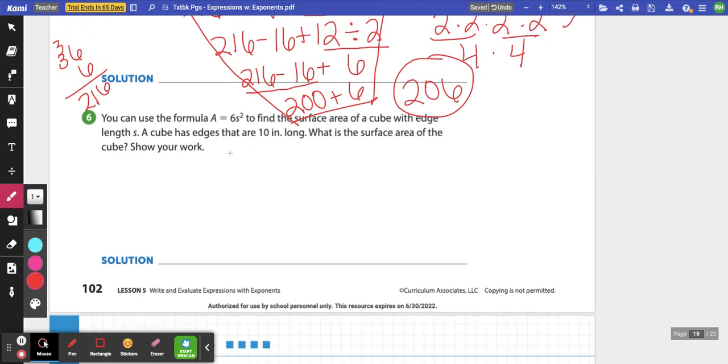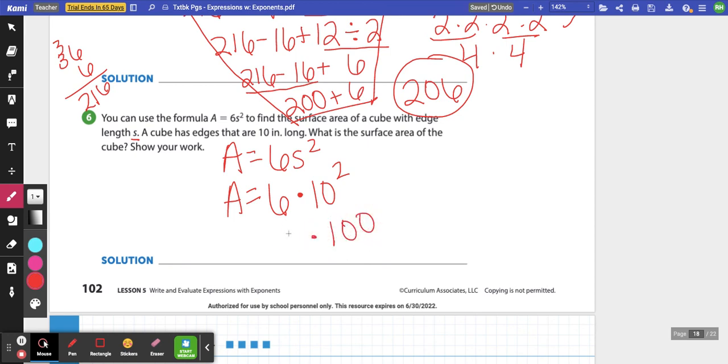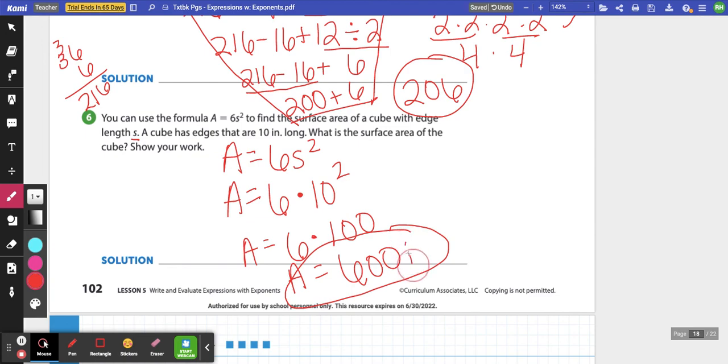Last one, A equals 6s squared, similar to the one we found above, to find the surface area of the cube with the length of s. So we have edges that are 10 inches long. I'm going to substitute. A equals 6 times 10 squared. I've got to do my exponent first, so 10 times 10 is 100. Last but not least, my surface area of the cube would be 600 inches.